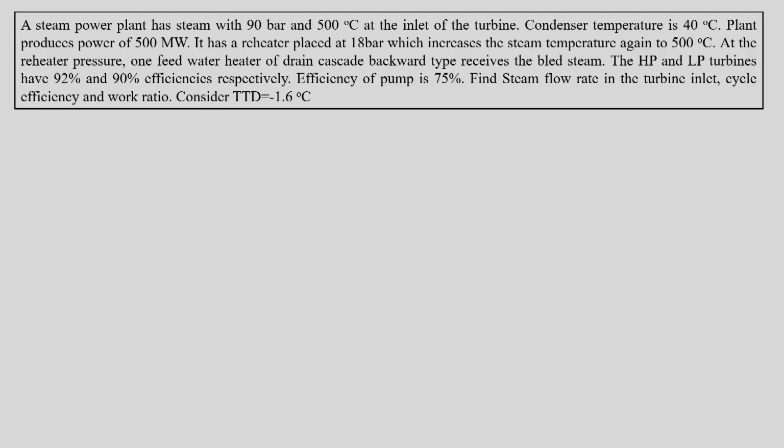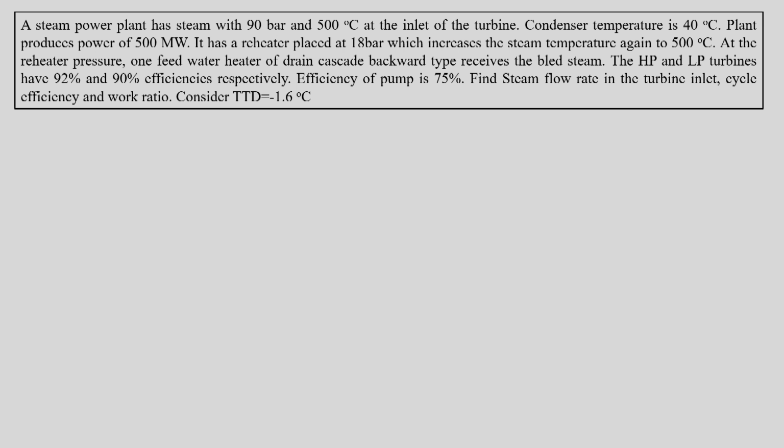Welcome to the class. Here we will see one example of regeneration which we had not seen yet. This example says that a steam power plant has steam with 90 bar and 500 degrees Celsius at the inlet of the turbine. Condenser temperature is 40 degree Celsius. Plant produces power of 500 megawatt.